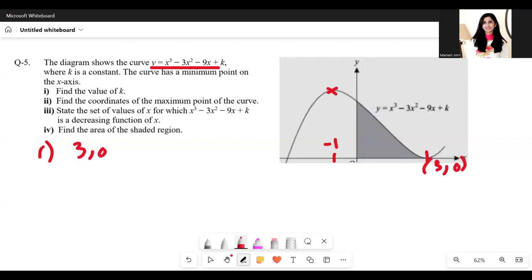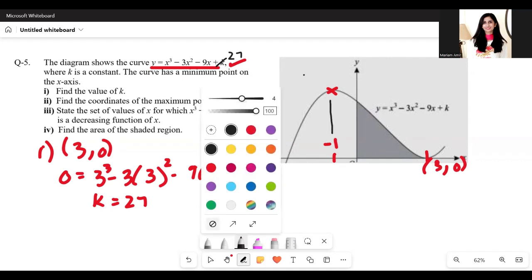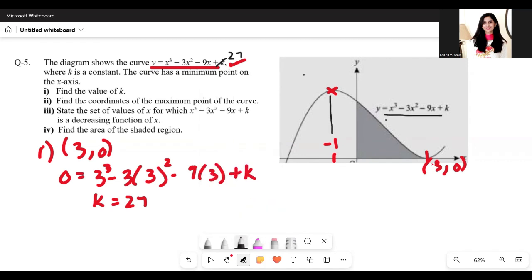Let's substitute 3, 0 in the equation of the curve and get k. So 0 equals 3 cubed minus 3 times 3 squared minus 9 times 3 plus k. This gives k equals 27 after simplification. So we have the value of k. Now we're going to replace this k with 27 in the question. Find the coordinates of the maximum point of the curve. We already know the x coordinate, it's minus 1. We can find the y coordinate by substituting minus 1 in this equation and also replacing k with 27.